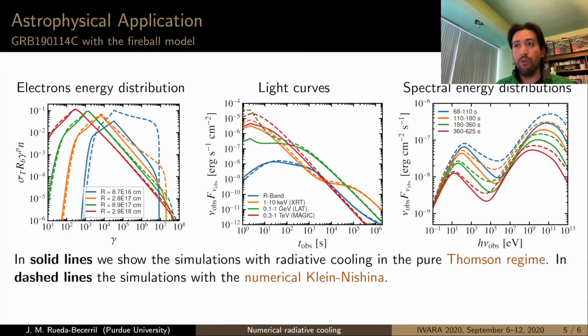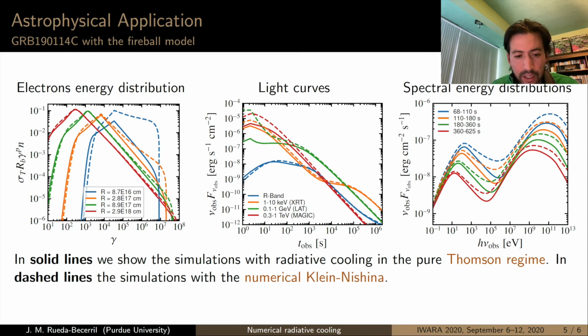And as an application, I have taken the best fit for the gamma ray burst observed by MAGIC last year in January, and I have taken the fireball model for gamma ray bursts and evolved a distribution of particles with my code, taking into account the Klein-Nishina corrections.